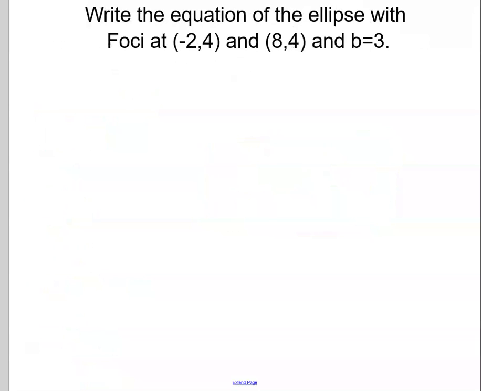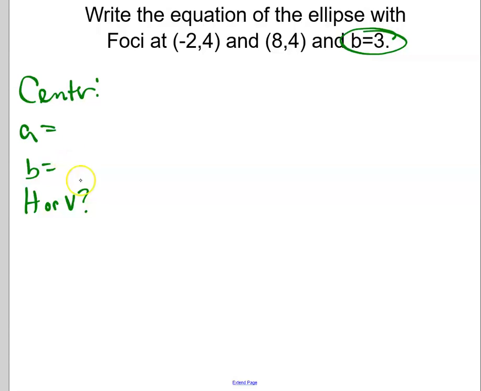Alright, if you want to try and give this one a shot on your own, go ahead. Otherwise, if you want to work through it with me again, that's fine. So we're finding the center, A, B, and whether it's horizontal or vertical. Every time, that's what we have to find. Alright, so this one doesn't give us quite as much information. I do see something right off the bat. B equals 3. So I'm going to start with that because that's easy. It tells me exactly what that is. I don't even have to think about it.